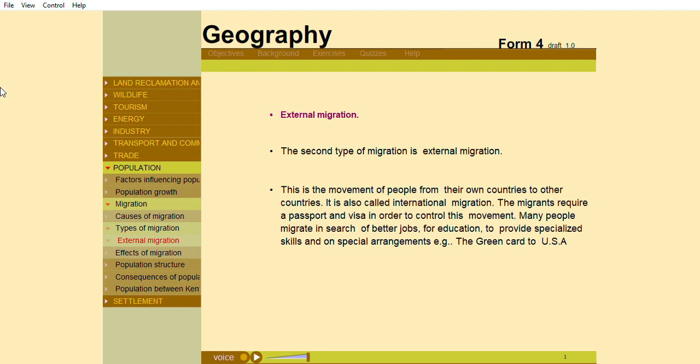This is the movement of people from their own countries to other countries. It is called international migration. The migrants require a passport and visa in order to control this movement. Many people migrate in search of better jobs, for education, to provide specialized skills, and on special arrangements, for example, the green card to USA.